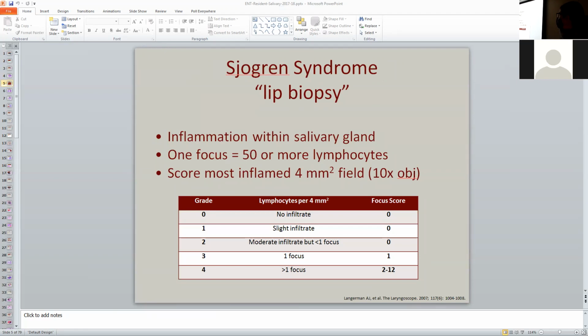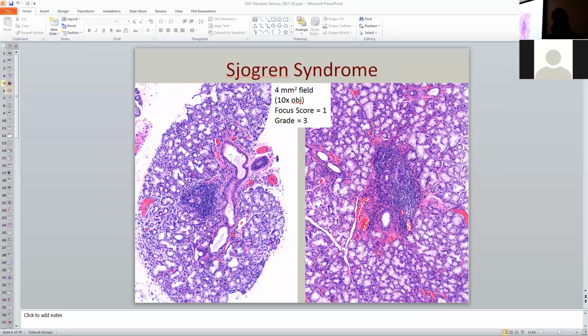One of the things that we see quite frequently that's not a neoplastic condition is biopsies to evaluate for Sjogren syndrome. When a patient has atypical serology or atypical clinical presentation, the clinicians occasionally biopsy the minor salivary glands of the lip and ask us to identify inflammation. The grading system that was devised, in concert with the clinical symptomatology, is that any focus of 50 or more lymphocytes is supposed to be predictive of potential Sjogren's disease. We grade these as the most inflamed 10x objective, where we see these foci of lymphocytes.